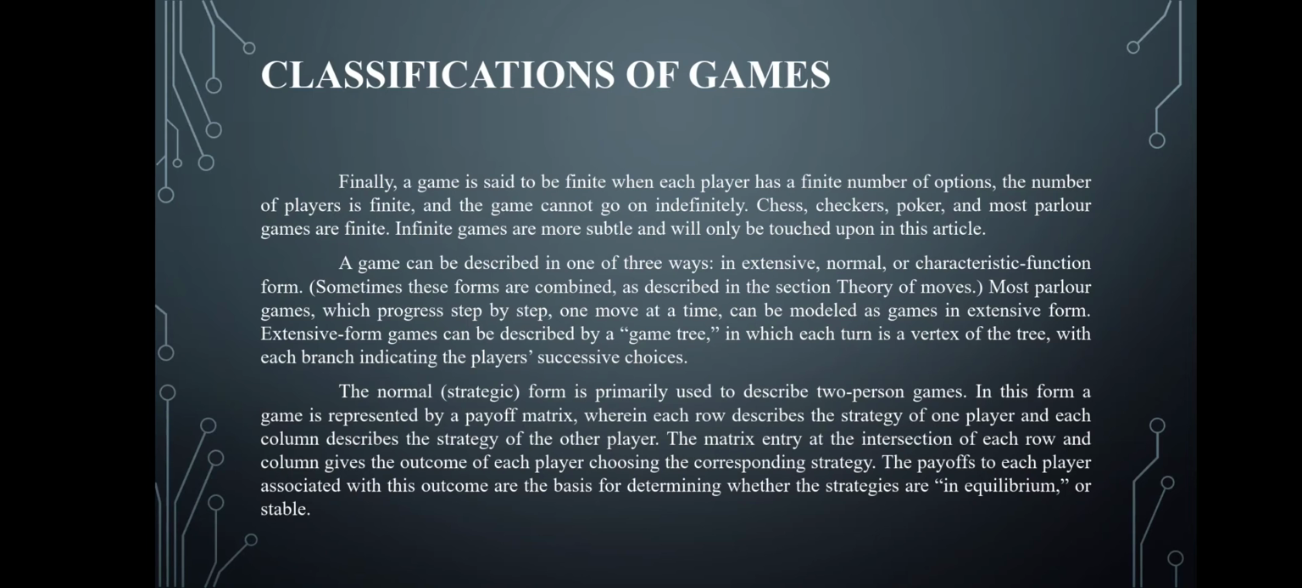A game can be described in one of three ways: in extensive, normal, or characteristic function form. Sometimes these forms are combined. Most parlor games, which progress step by step, one move at a time, can be modeled as games in extensive form. Extensive form games can be described as a game tree, in which each turn is a vertex of the tree, with each branch including the player's successive choices.